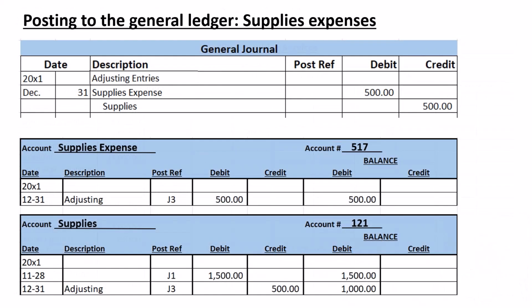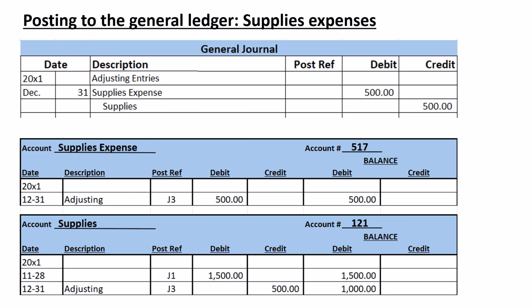We'll prepare the general journal entry by writing "Adjusting entries" on the first line, the date into the date column, and a debit of $500 to supplies expense, and a credit to the supplies account for $500. In a computerized accounting environment, the accountant uploads the journal entry into the accounting system and submits it for approval. The supervisor will then review, approve, and post the entry electronically. In our example, though, we need to post the entry manually.